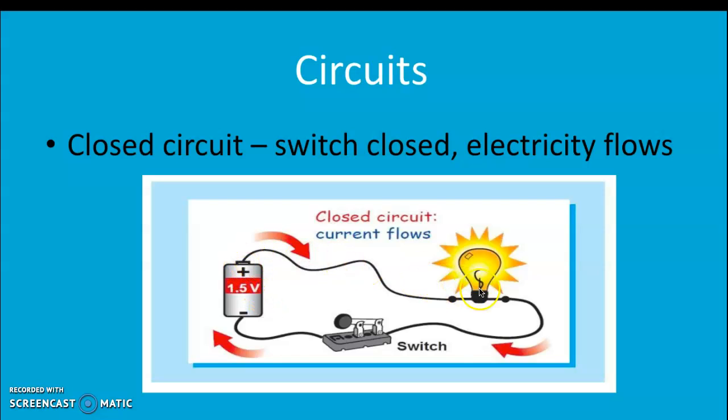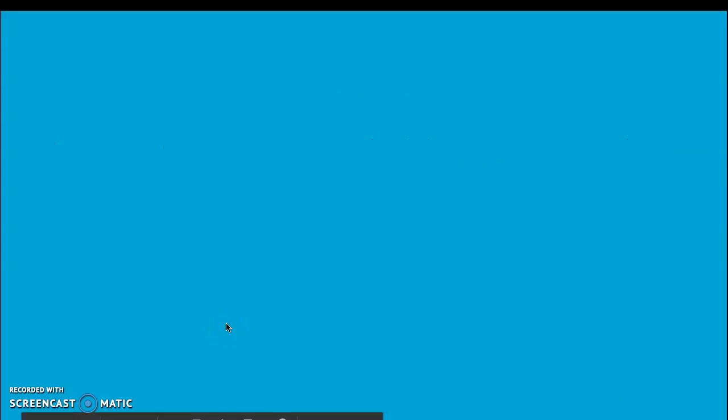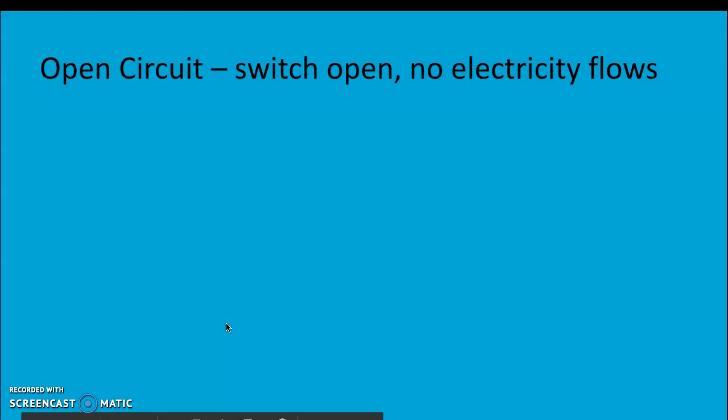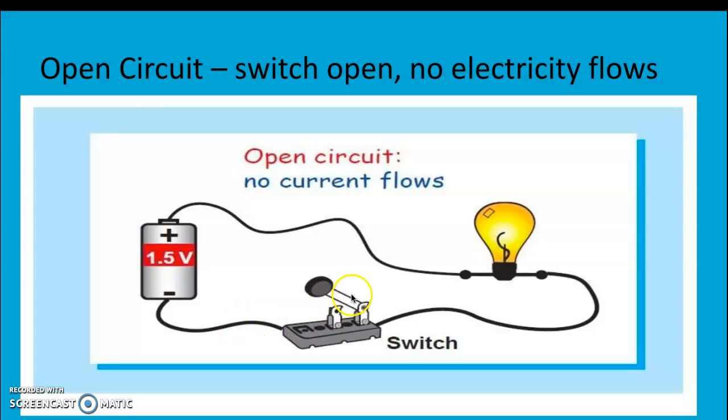and you get current flow, as opposed to an open circuit, where the switch is open, or there's some part of the circuit that does not directly connect from the positive terminal to the negative terminal. And so you get no flow of electricity, so your light bulb doesn't turn on. So when you turn off your lights, you are actually opening the switch and thus breaking the connection between the positive and negative terminal.